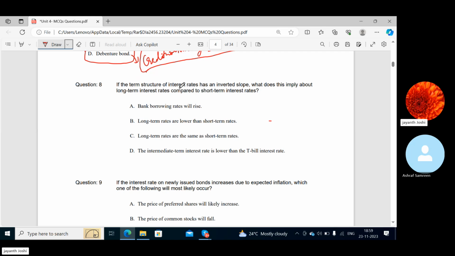If the term structure of interest rates has an inverted slope, see, it is like the upward sloping, right? This is an inverted slope, correct or wrong? See, if it is going upward, it is upward sloping. We know that long term interest rates will be high in this.